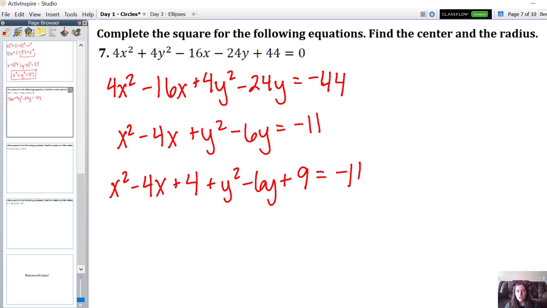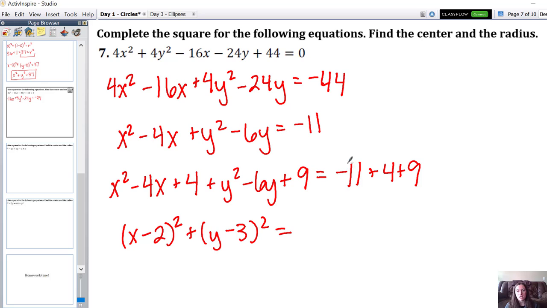And whatever you add to one side, you have to add to the other. We got to keep that equation balanced. Now I have 2 perfect trinomials. What multiplies to 4 that adds to negative 4? That would be negative 2. And there are 2 of them, so we have x minus 2 squared. Plus, here we have y minus 3 squared equal to, then I need negative 11 plus 4 plus 9. 4 plus 9 is 13, minus 11 is 2.